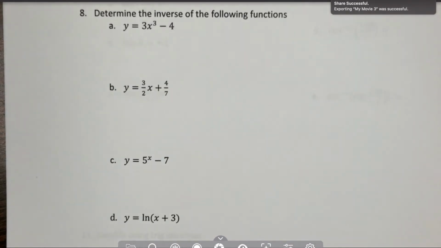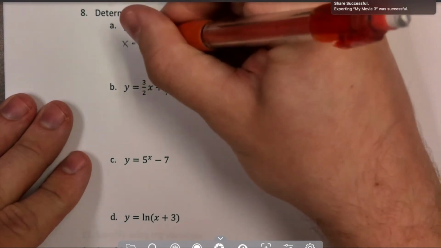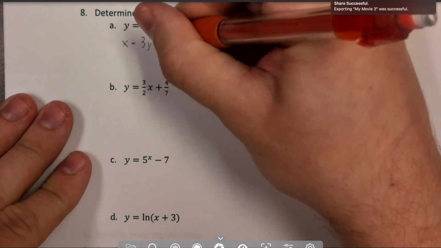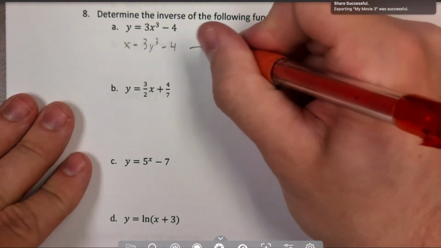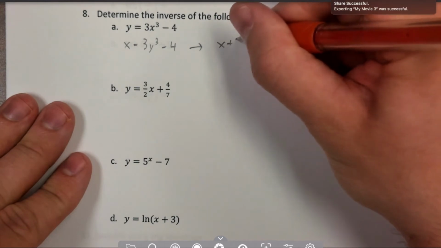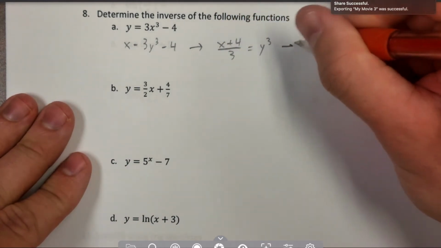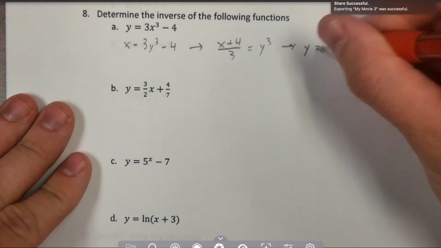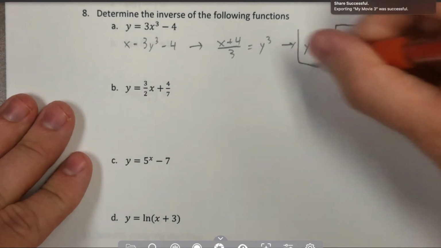All right, up next, finding inverse of functions. So inverse is where we switch x and y. That's really what you want to think of. When you hear the word inverse, think switch x and y. And now we're going to solve for y. I'm going to do this kind of quick. I'm going to first add 4, divide by 3, and I've just got y cubed. So now I know my inverse is the cube root of (x plus 4) over 3. All of that is inside the cube root.